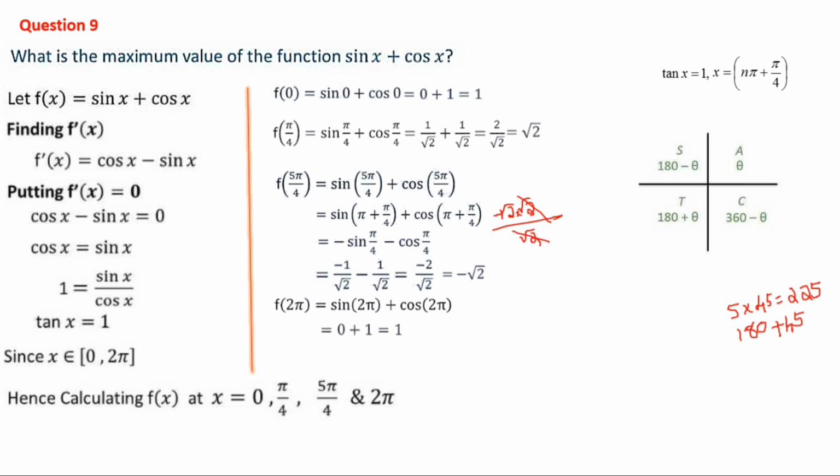So we have to find out the maximum value of the function. Here, maximum value means here 1 is there, here minus root 2 is there, plus root 2 is there, plus 1 is there. So the maximum value is root 2, at x is equal to pi by 4.